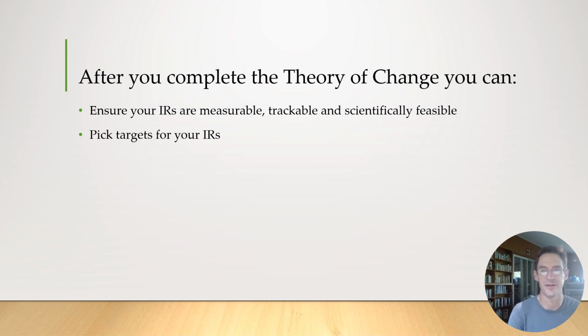So after you complete the theory of change, you can then go through the process of ensuring that your intermediate results are measurable, trackable, and scientifically feasible. And we have developed a standalone tool for teams that have a theory of change and intermediate results already, to help you in going through that refinement process. And during that, you can also think about picking targets for your intermediate results, as you saw illustrated in the earlier slides, if you don't have those already.